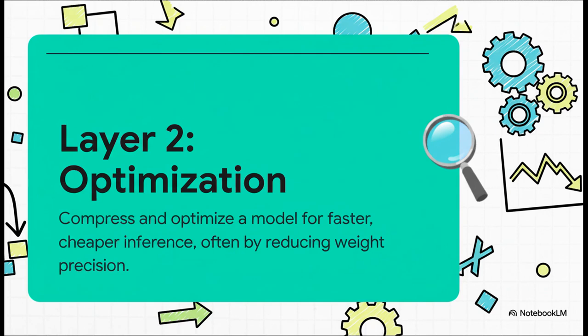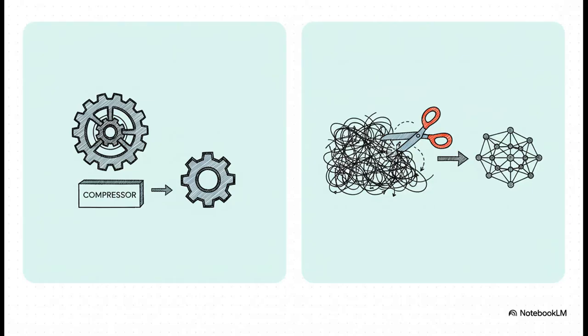This whole step is about making the model smaller and faster without losing all its smarts. The best analogy is a zip file, but for an AI. We're compressing it down so it's way easier to handle, which makes inference, getting predictions from the model, much, much quicker and cheaper. And there are 2 main ways this happens.